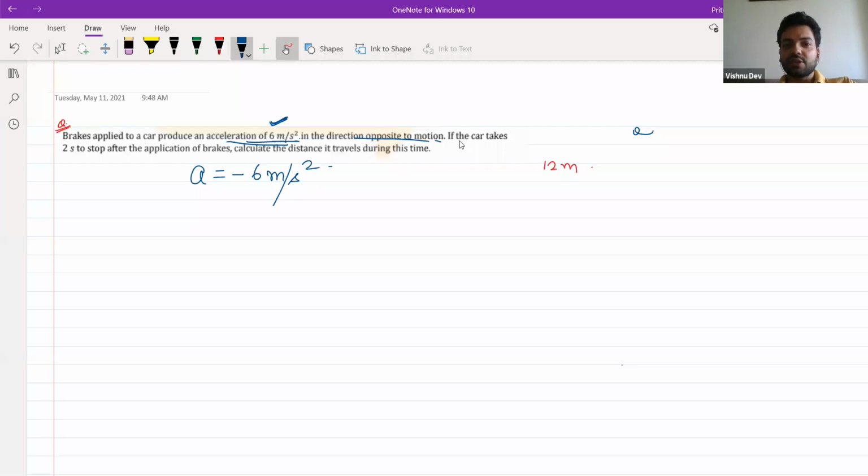So if the car takes 2 seconds to stop, it means we are talking about the final case where the final velocity will be 0. And how much time it takes to stop, that is 2 seconds. You have to calculate the distance that it travels during this time.